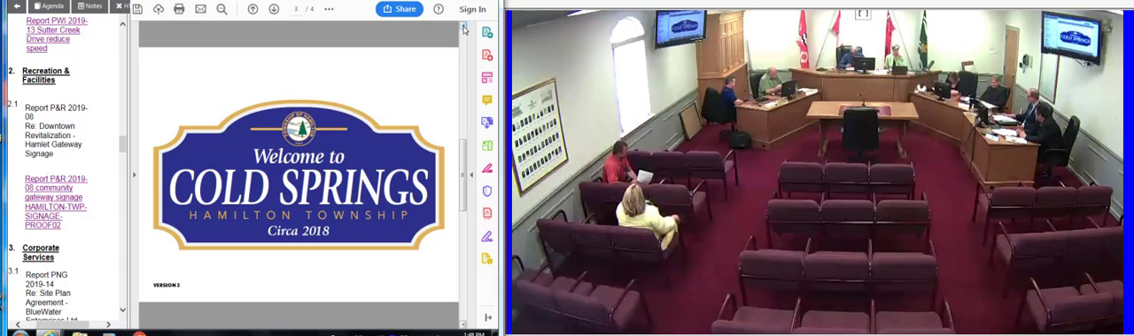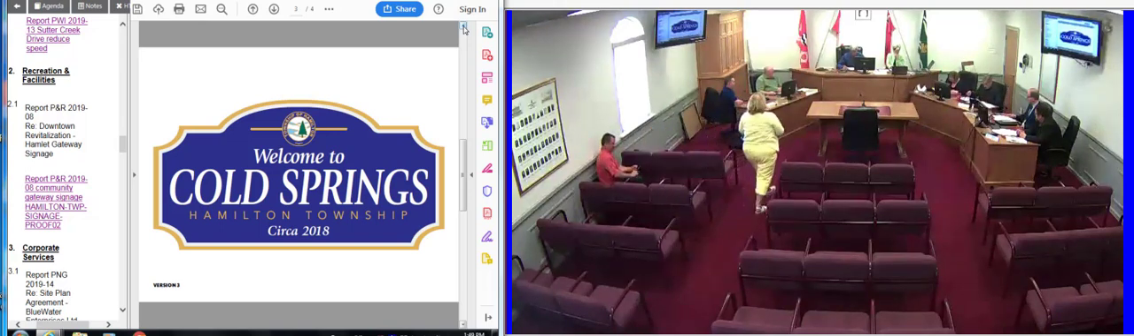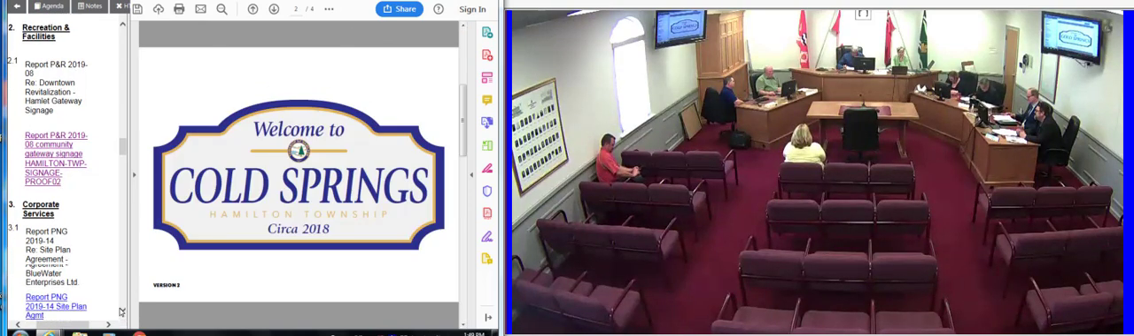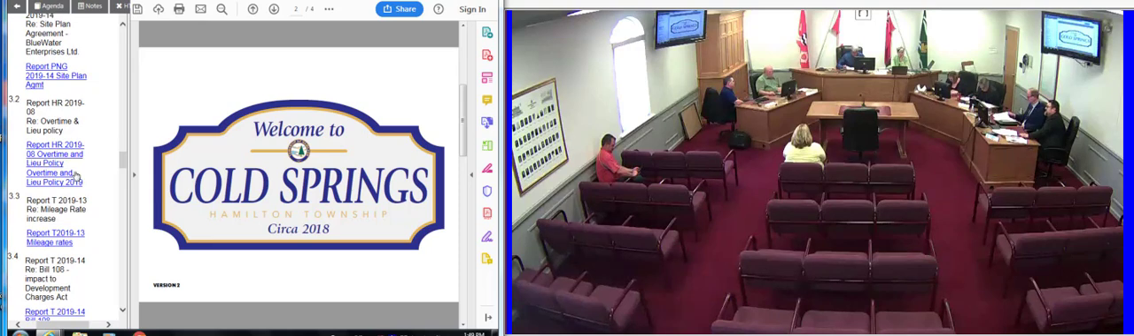Corporate Services, a site plan agreement. Need a mover and a seconder. That report 2019-14, regarding a site plan agreement with Blue Water Enterprises Limited be received, and that the council of the Township of Hamilton enacts as follows.